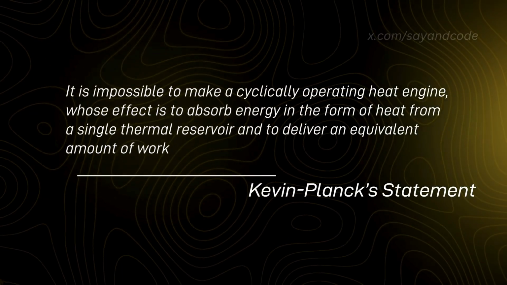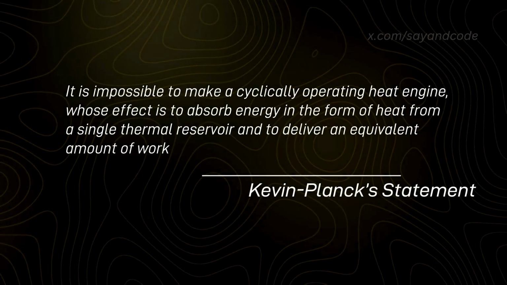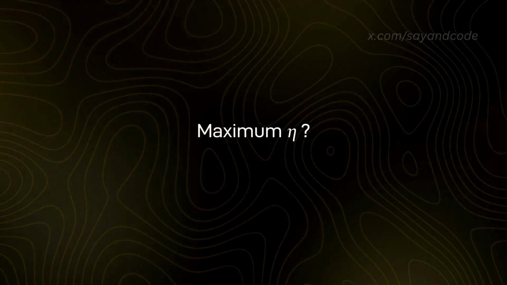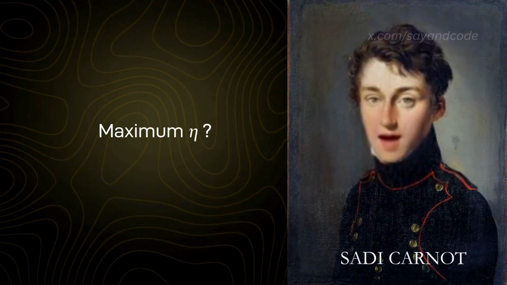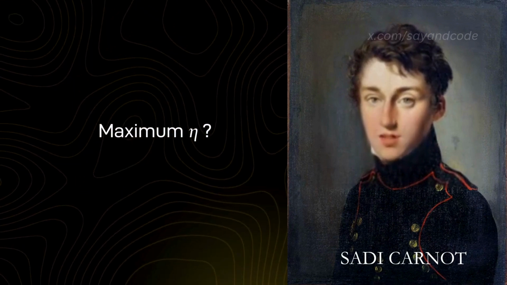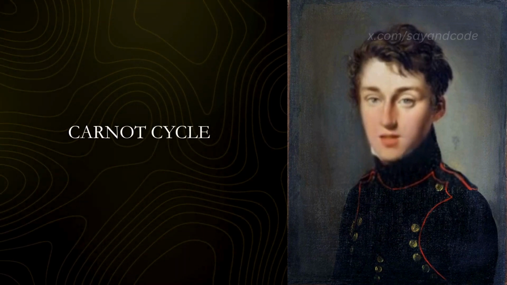We have learned from Kelvin-Planck's statement that we can never have a heat engine with 100% efficiency. Then, what is the maximum efficiency of a heat engine? A French engineer named Sadi Carnot tried to calculate this maximum efficiency of a heat engine. As a result, he discovered a special thermodynamic cycle, which he named after himself, the Carnot cycle.